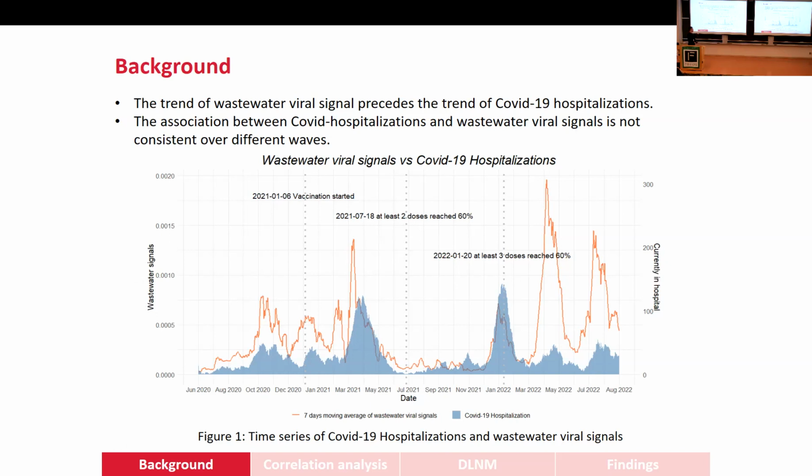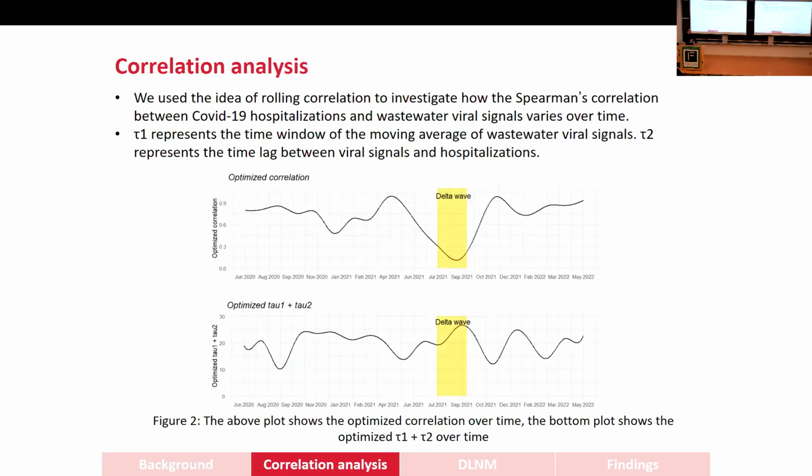So from the plot, you can see that the wastewater viral signal is able to predict the trend of the COVID-19 hospitalizations. However, this association is not simply linear and also not consistent over time. So in our project, our goal is to study this nonlinear association between them.